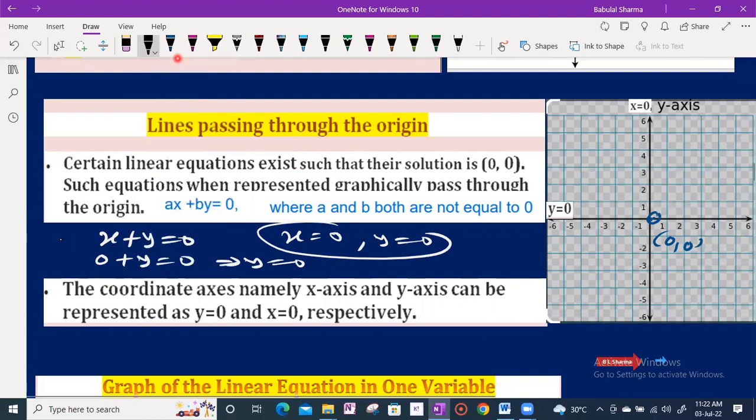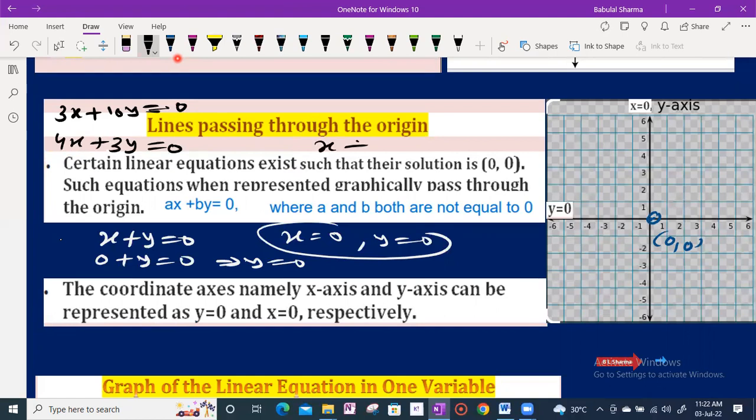यहाँ पे देखिएगा. Yes, you can take here 3x plus 10y is equal to 0. Yes, constant term 0 है. That is why the graph of this linear equation in two variables will pass through the origin. 4x plus 3y is equal to 0. Yes, this will also pass through the origin यहाँ पे.